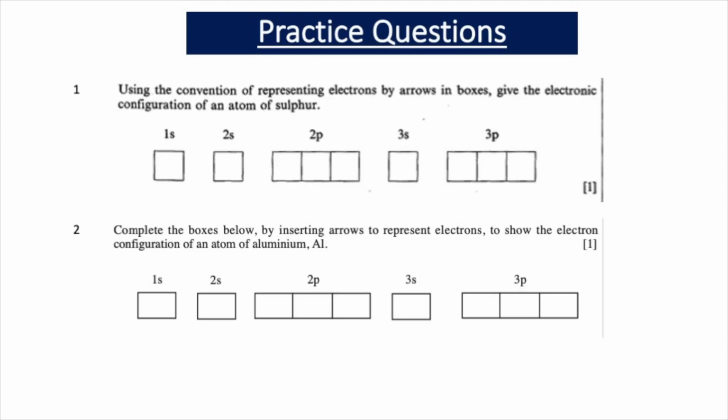So now let's test your understanding of writing electron arrangements or configurations with some practice questions. You will need a periodic table for this because you will need to find the atomic number for these elements. So read through the questions, pause the video, have a go at them, and then we'll go through the answers.